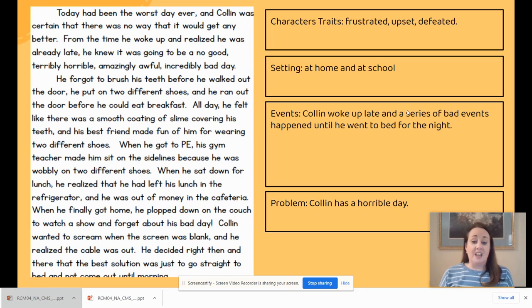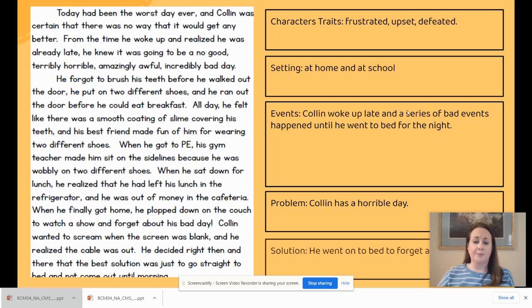Our problem. Colin just had a horrible day. One thing after the other just kept happening and things just snowballed from there. So his solution was what probably a lot of us do, is we just go on to bed just to forget about what had happened. So there you can see another story that has those same elements, and you will see that throughout your fiction stories.